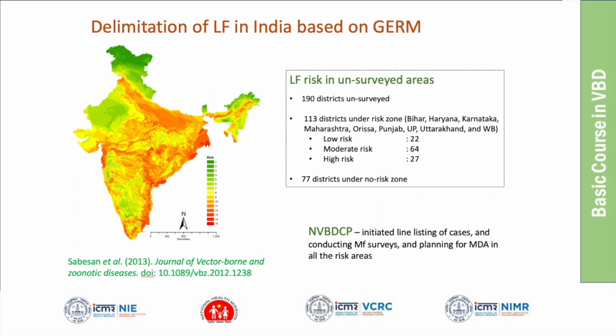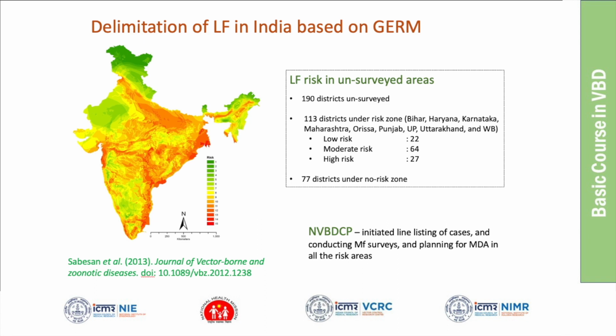Delimitation of LF in India based on the GERM model here. And through this model, we were able to tell there were about 190 districts unsurveyed by 2010. And by this map, we were able to tell 113 districts are under risk zone: Bihar, Haryana, Karnataka, Maharashtra, Orissa, Punjab, UP, Uttarakhand, and West Bengal.